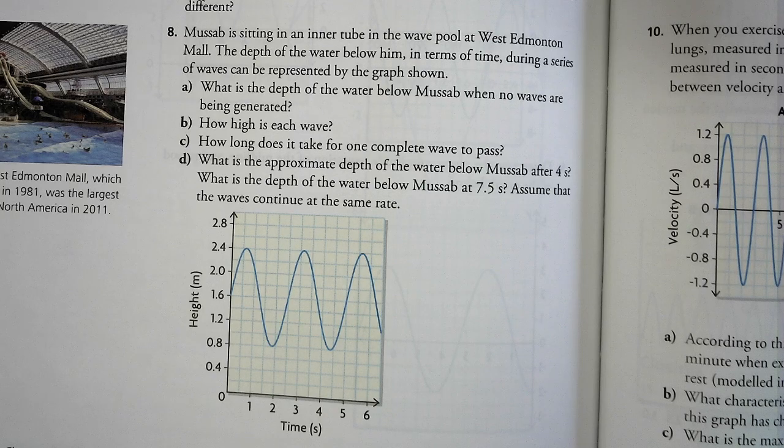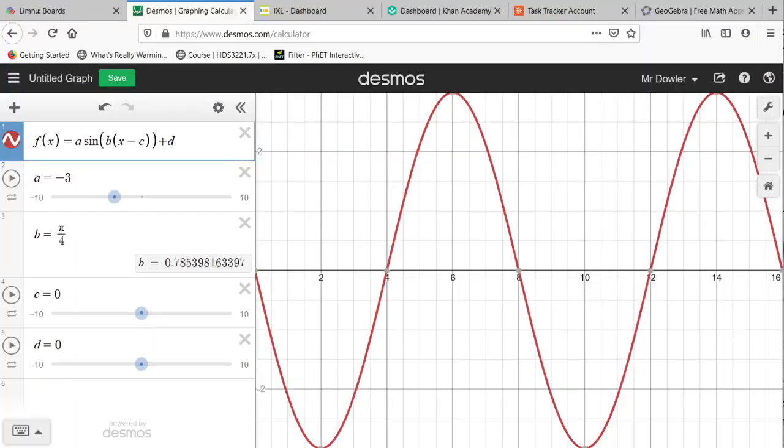We average those two, add them up, divide by 2, gives us a midline of 1.6. And we subtract them and divide by 2 to give us an amplitude of 0.8. So that's our first step. We're going to go to the sine function here. The reason we are going to the sine function is because we are starting at our midline and increasing. So that's a characteristic of the sine function.